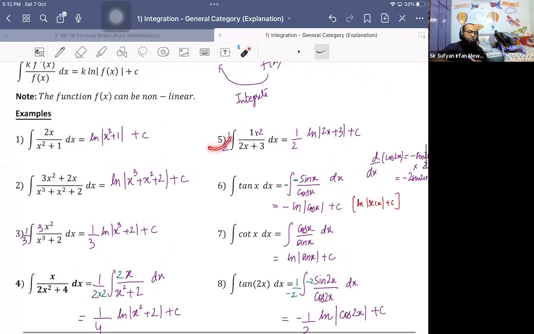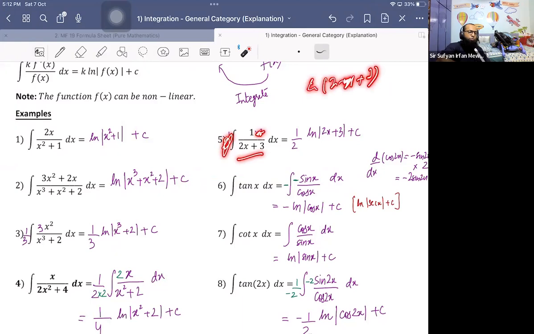Then if you look at example number 5, we see that this is 1 upon 2x plus 3. We have already seen that the integral of 1 upon 2x plus 3 is ln |2x plus 3| upon 2 plus c. But even if we try this using integration by recognition, how can we do that? We have to check if the answer is the same using both methods. We can directly integrate it without the concept of integration by recognition, because 1 upon 2x plus 3 when integrated will give us ln |2x plus 3| upon 2 plus c.